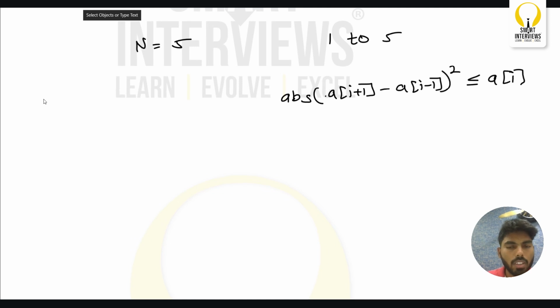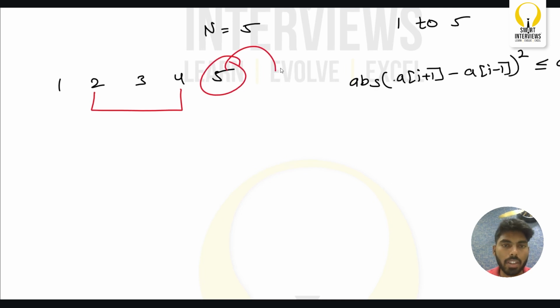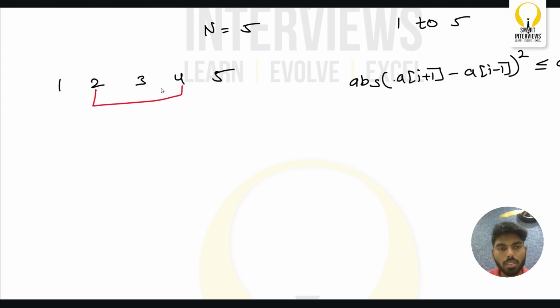So for 1 to 5, let us see. Let's say we have n equal to 5. What are the numbers from 1 to 5? 1, 2, 3, 4, and 5. This condition should be valid from the second element till the second-to-last element, because the last element doesn't have an i plus 1th element, and the first element doesn't have an i minus 1th element. But if you want to change those values, you can. It's just a permutation. So here, let us go with this ordering only.